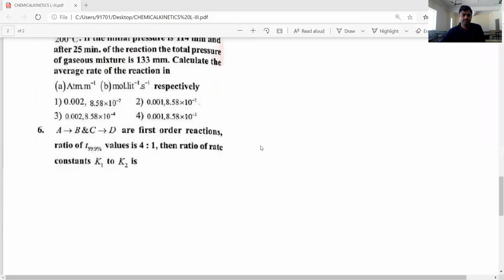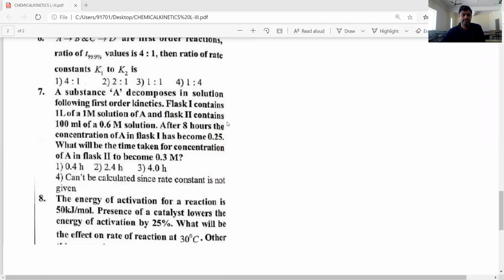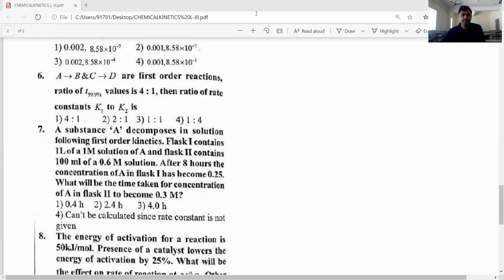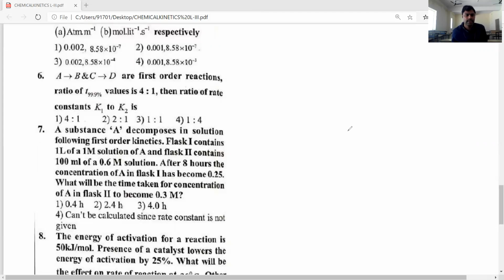Sixth question also very easy, based on the concepts only. See, A is converted into B and C is converted into D, both reactions. Then here, in the first reaction, T99, 99% of the reaction is completed. T99.9% reaction is completed in 4 parts, means it is 4 times more.